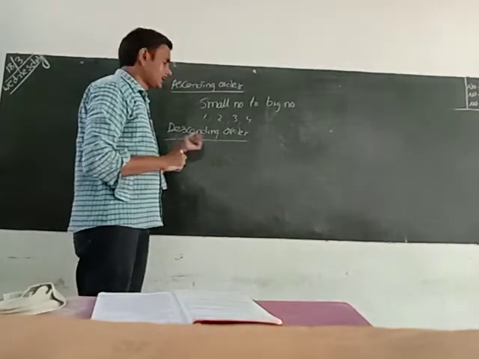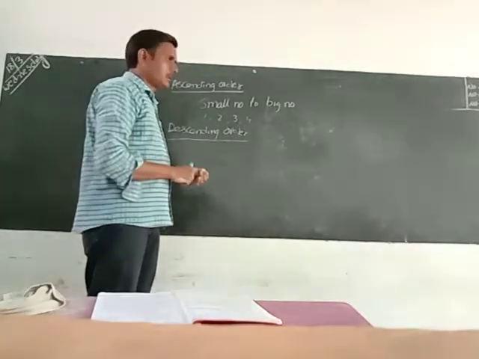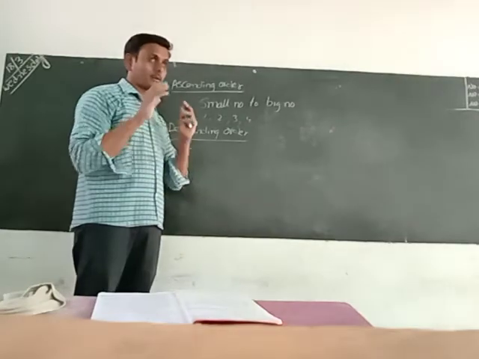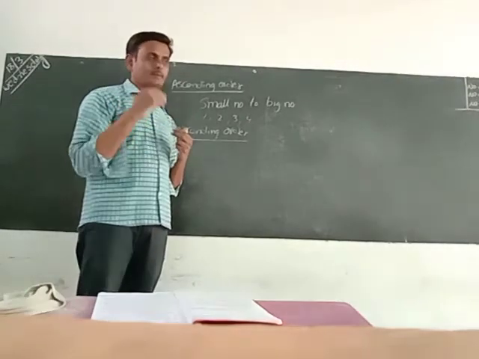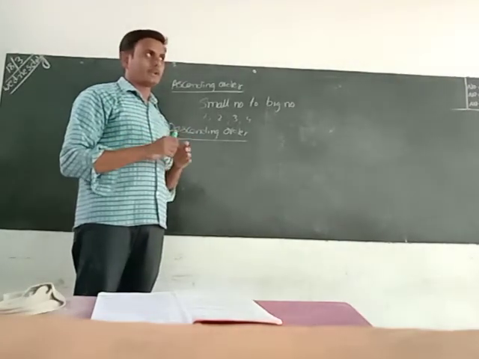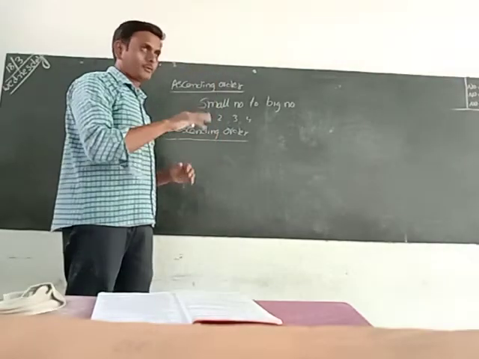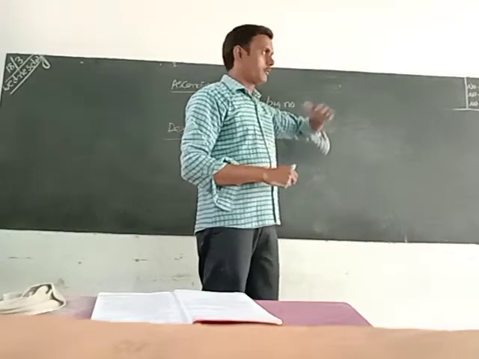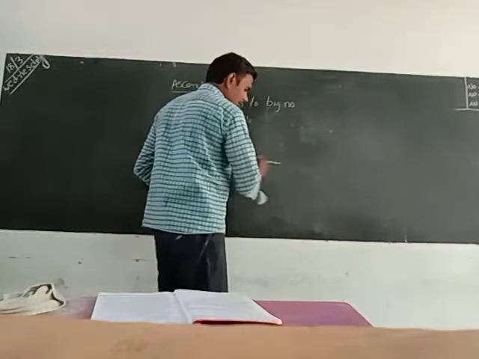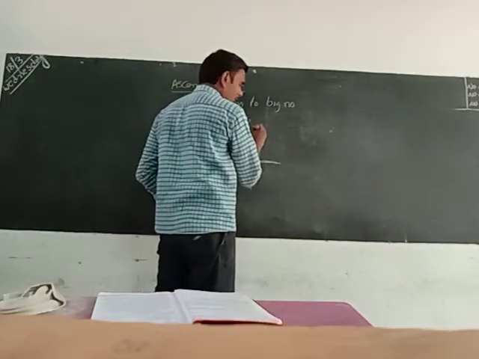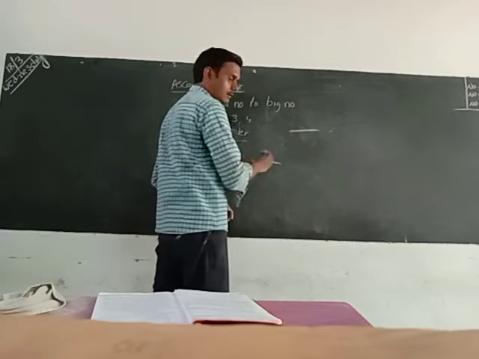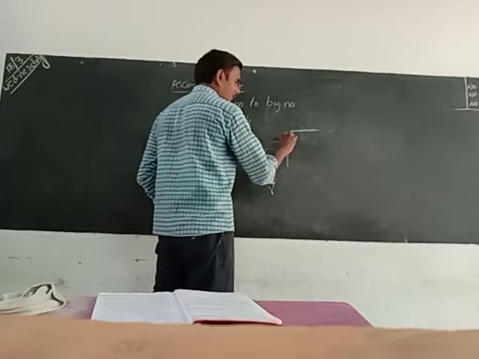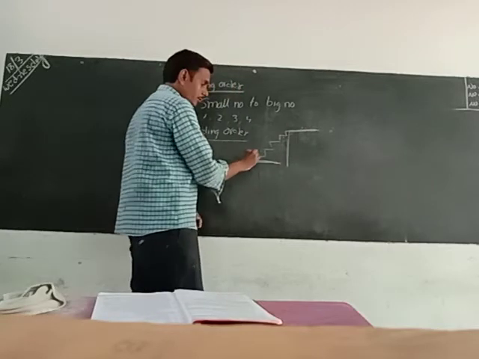Now we go for the descending order. What is the descending order? How to remember it very easily: if you want to go upstairs, we will use the steps. One step at a time we will walk. This is the ground floor, and I want to go upstairs, where some height is there. That means we will use the steps.